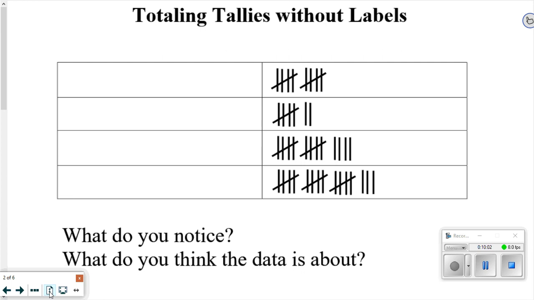I noticed that we that now could be counted. We could be counting anything. What do you think this data could be about? There's no right or wrong answer. I didn't tell you what it was about. What do you think it could be about? Zach, what could it be about?